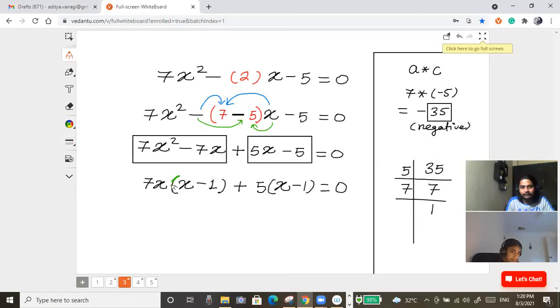We needed x negative 1 at both the terms. So you notice this is my x negative 1, and even here we got the similar expression x negative 1. What we do, we take it further as common. So x negative 1 has been taken as common. So at the first term you get what? You get 7x, right? And over here you get plus 5. That's the factorized form of the given quadratic equation.